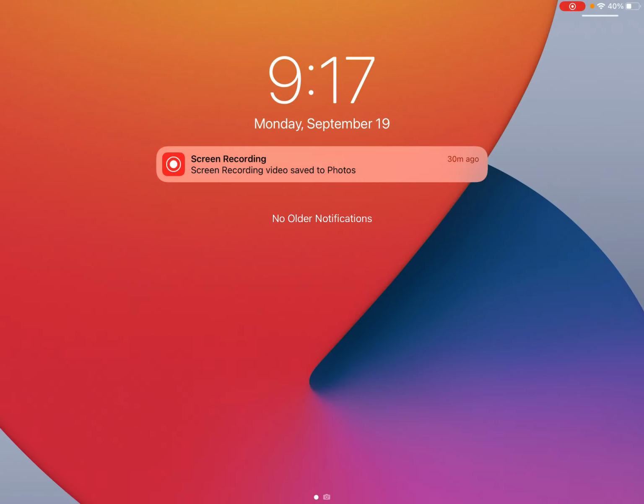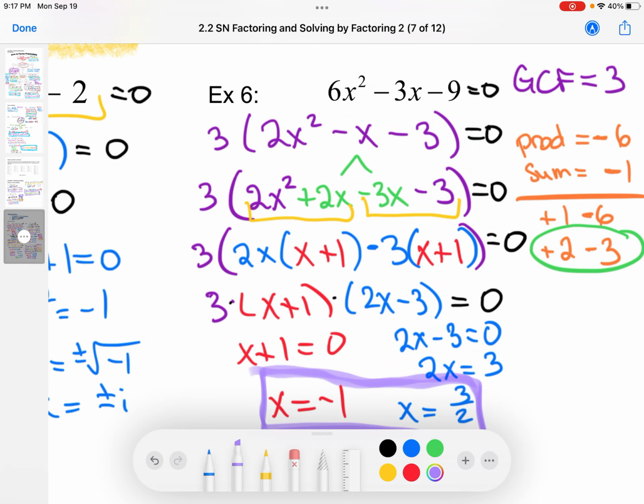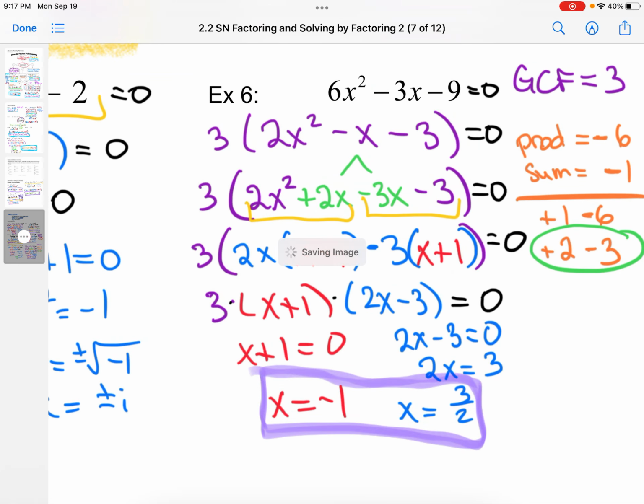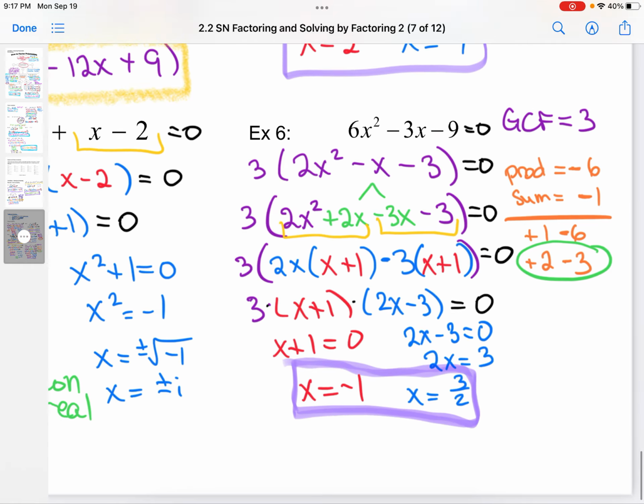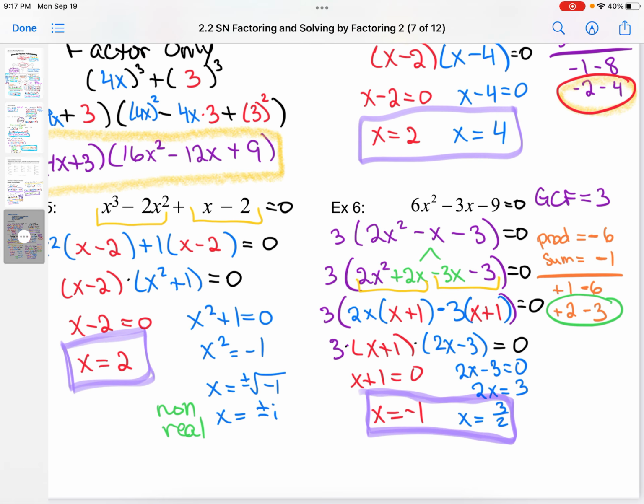So, quick little recap. To solve by factoring, make sure the problem is set equal to 0. Factor completely, factoring more than once if you need to. Then set each factor equal to 0 and solve each of those equations. You may get some non-real answers, and we'll work out how to deal with those in a future lesson.